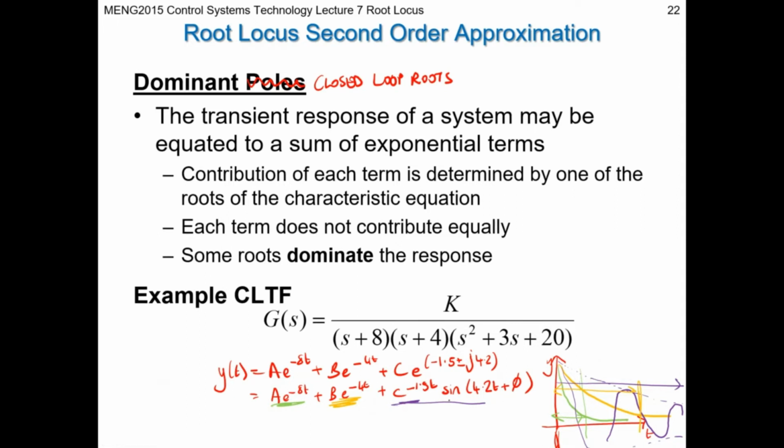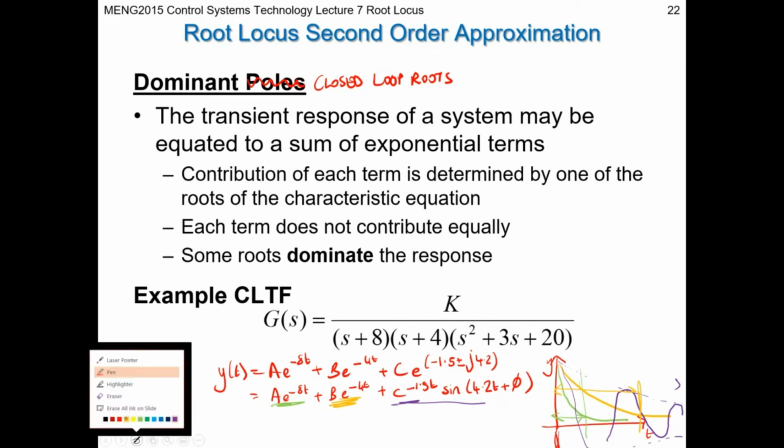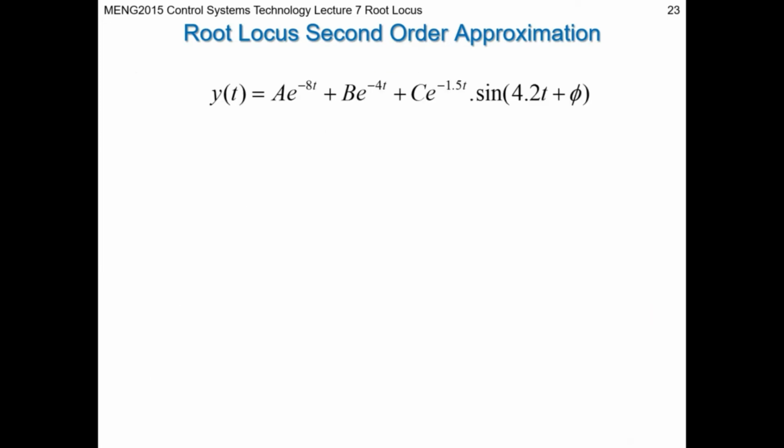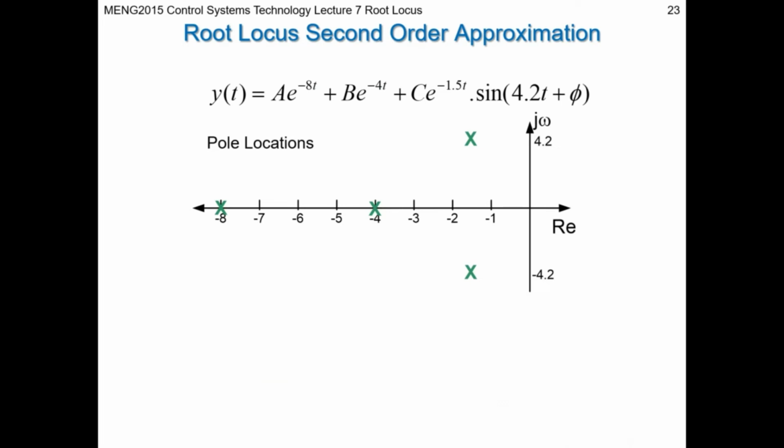So you can say purple, the sinusoidal part, that closed loop roots that correspond to that part is going to dominate the response. They're going to be more important, they're going to last for longer, and they're going to have a higher value because the coefficient of that exponential decays the most slowly. Well, that exponential term decays the most slowly, rather. Right?